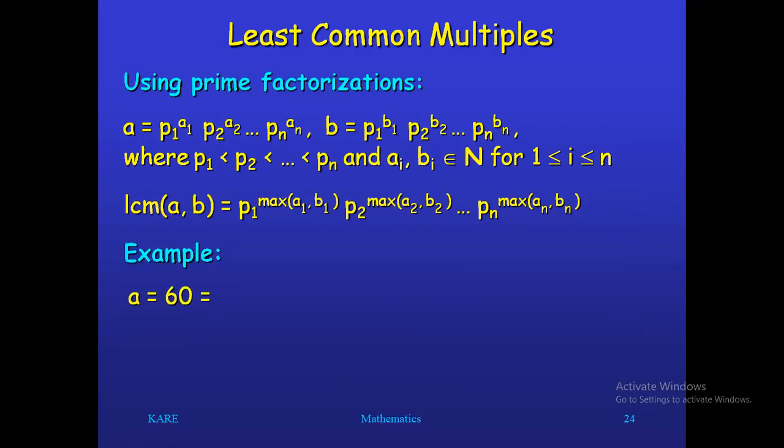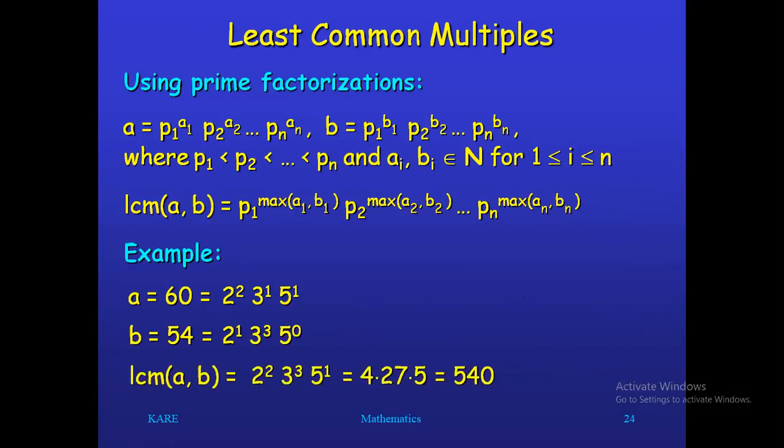Just see this example, same example taking here. A is equal to 60, 2 square, 3 power 1, 5 power 1, B is equal to 54. Same example I'm taking, but there I took the minimum of the powers. Here I'm going to take the maximum of the powers. In the first two, here 2 square, here 2 power 1. What is the maximum? 2 square. Here 3 power 1, 3 power 3, so 3 power 3 is the maximum. So LCM means maximum, GCD means minimum. So 5 power 1, 5 power 0. What is the maximum? 5 power 1. So just multiply it and get the answer as 540.